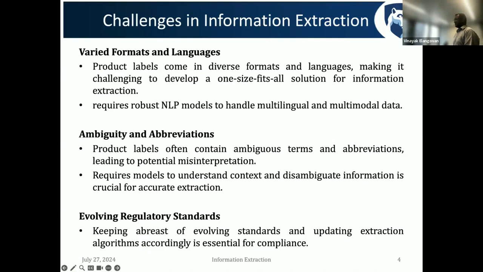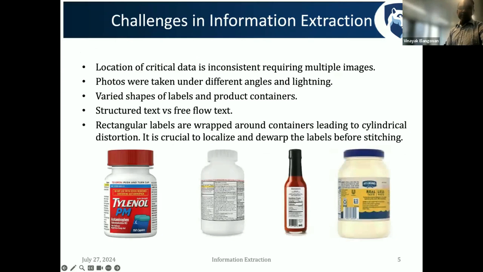Other challenges we have are the ambiguity in the text information and abbreviations. We need to decode those abbreviations. Some abbreviations might have multiple meanings, so we need to understand the context of the product as well, so that we can extract the relevant information. We also have to abide by the regulatory standards, which is more important. So these are some of the challenges. And in extracting the information, we need to find where the critical data is. Locating the critical data is also very important.